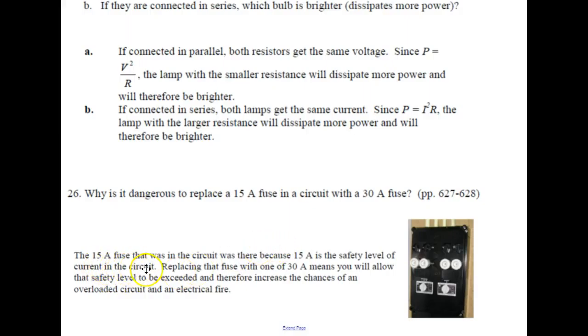So the 15 amp fuse that was in the circuit was there because 15 amps is the safety level of the current in the circuit. Replacing that fuse with one of 30 amps means that you will allow that safety level to be exceeded and therefore increase the chances of an overloaded circuit and an electrical fire. And of course, the danger in that is that electrical fires take place inside the walls of your home. Very tough to combat and to locate.